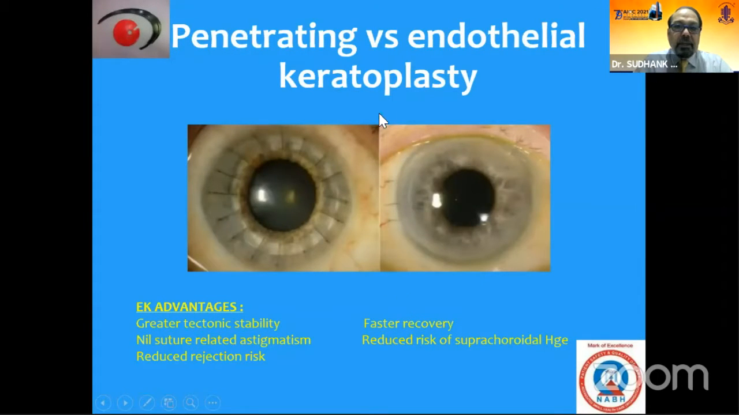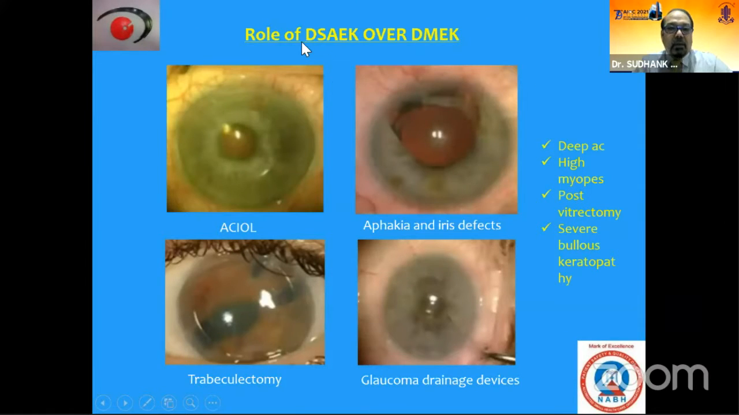Penetrating versus endothelial keratoplasty. This is the penetrating keratoplasty, and this is the endothelial keratoplasty. The advantage of endothelial keratoplasty is no suture-related astigmatism and reduced risk of suprachoroidal hemorrhage. The role of DSEK over DMEK: DSEK is more indicated in cases where there is a deep anterior chamber, high myopia, post-vitrectomy, and severe bullous keratopathy.